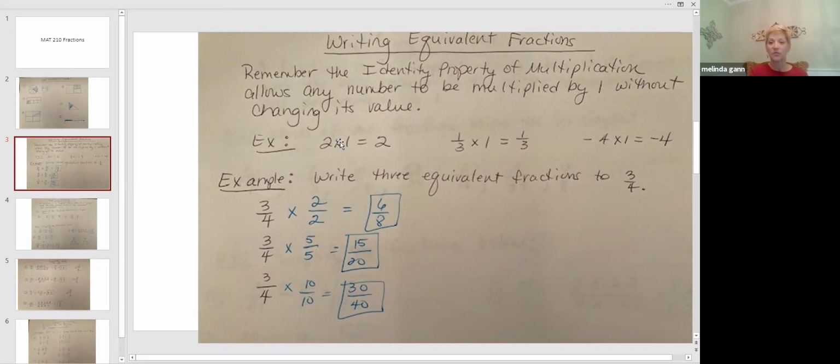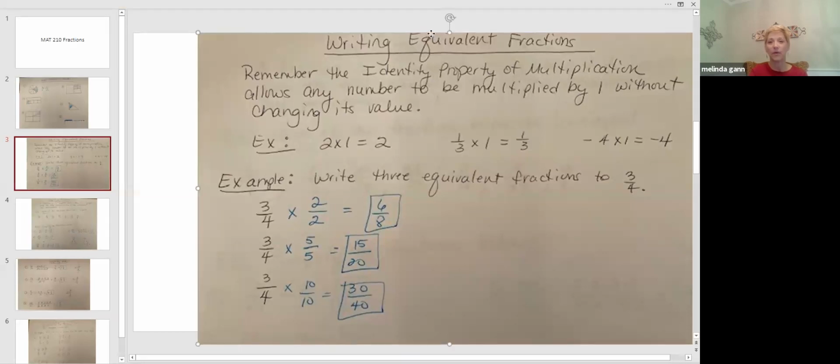So 2 times 1 stays 2. -4 times 1 stays -4. And 1/3 times 1 stays 1/3. So it works with any real number. Well, you know, there are a lot of ways you can write 1. So what I'm going to do is take this 3/4 and multiply by a lot of different forms of 1. Now remember, 1 basically can be any number.